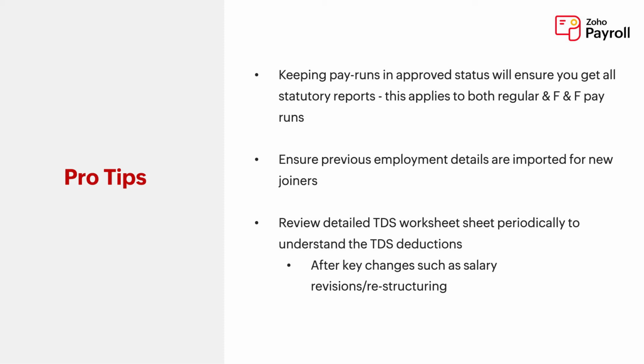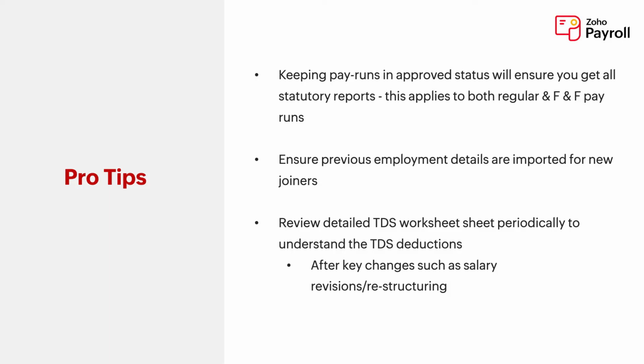So if your organization's pay date is the 7th of any given month, you don't have to wait until the 7th to make the EPF payment or professional tax payment or all such payments. In such cases, you can just keep the pay run as approved, generate those reports, and file for all of those compliance-related activities.